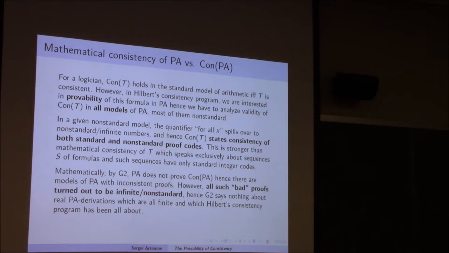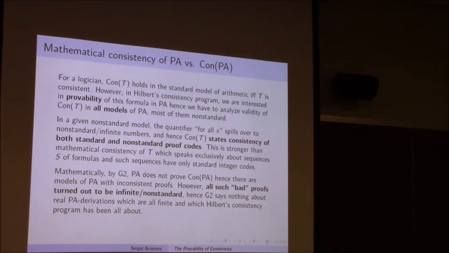So for a logician, Con(T) holds in the standard model of arithmetic if and only if T is consistent. However, in Hilbert's consistency program, we're interested in provability of this formula in T, or say in Peano arithmetic in our case. Hence, we must analyze validity of the consistency formula in all models of Peano arithmetic, because nobody questions the completeness theorem of Gödel. If you speak of provability, and you want the semantical picture, you have to consider all the models of the assumption.